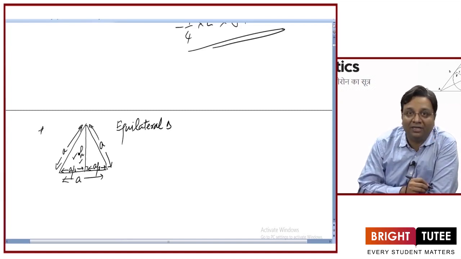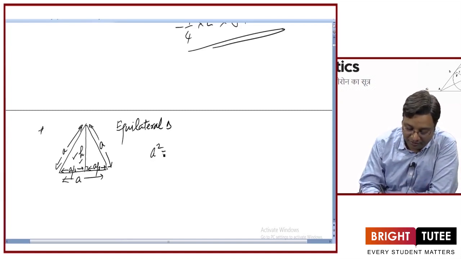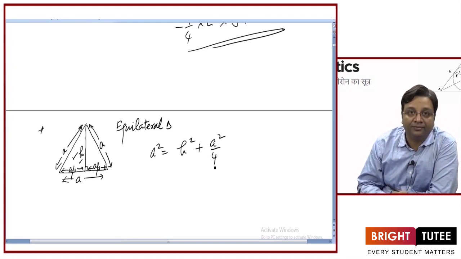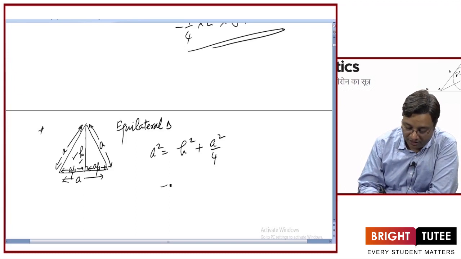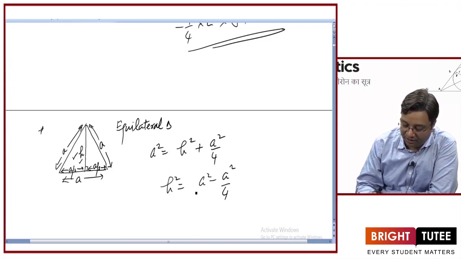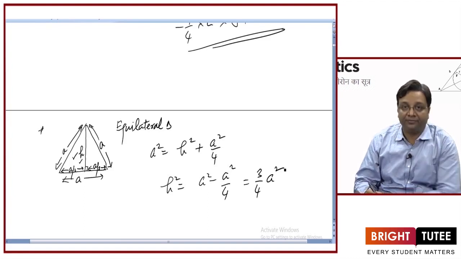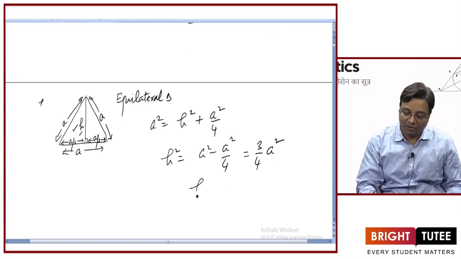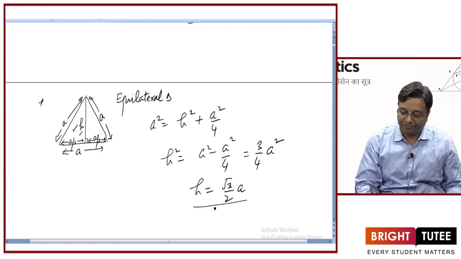Now if I apply Pythagoras theorem here, a square will be equal to h square plus a square by 4, right. So what is h square? H square is a square minus a square by 4. This is 1 minus 1 by 4. So it will give me 3 by 4 a square. So now if I take square root, h will be equal to root 3 by 2 a.